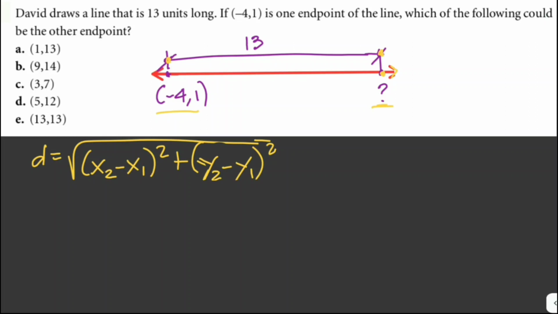Therefore, we can use the distance formula to find the value of the other endpoint. So how are we going to do that? What we can do here is trial and error, or we substitute the points in the choices here. So I've already tried everything here, and my answer is letter A, 1, 13. You just have to substitute the value of the points in the distance formula and equate it to 13.